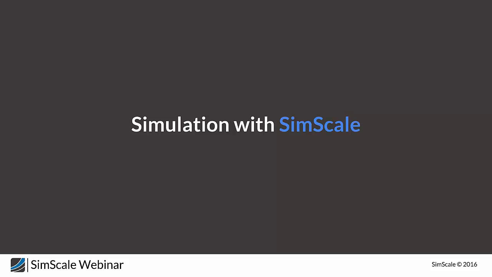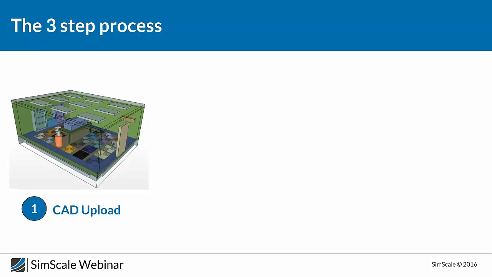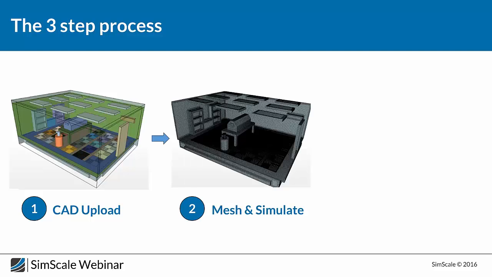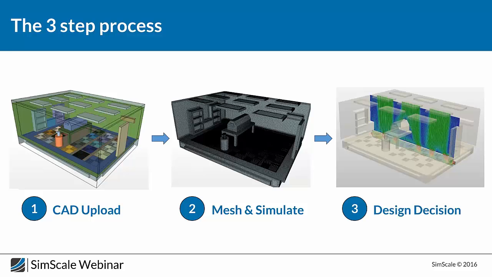Now let's have a look at some workflow and then some specifics of the simulation. So the workflow is similar to what we normally have. We have 3 steps. We start with a CAD upload. After that, we mesh and simulate. So we first create a mesh, which is a discrete representation of our domain, and then we start to perform a simulation. Once we have these, we have the results.